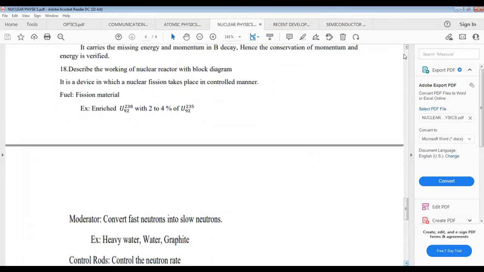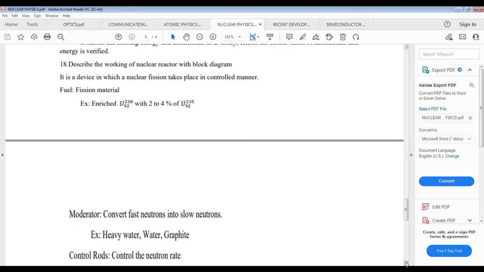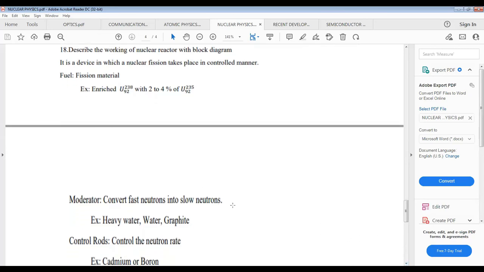And another very, very important question: describe the working of a nuclear reactor with the block diagram. It is a device in which nuclear fission takes place in a controlled manner. Here, the nuclear fission takes place only in a controlled manner. So what are the materials used for fuel? What are the fuel material, fission material? Enriched uranium-238 with 2 to 4% of uranium-235. And the next one is the moderator. What is the role of the moderator? It converts fast neutrons into slow neutrons.